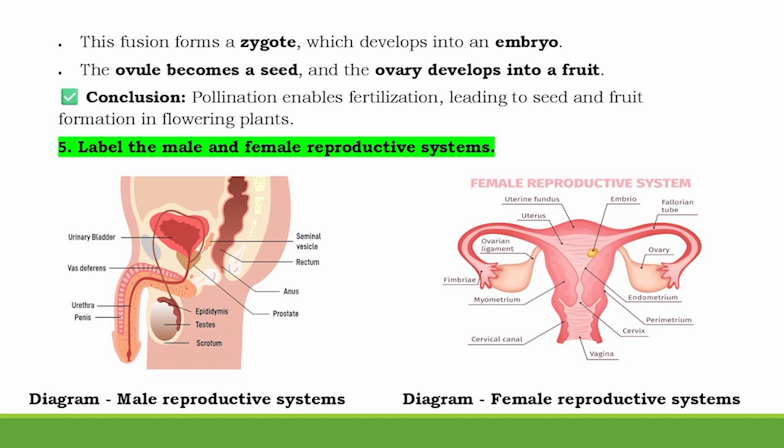5. Label the male and female reproductive systems. Diagram: male reproductive systems. Diagram: female reproductive systems.